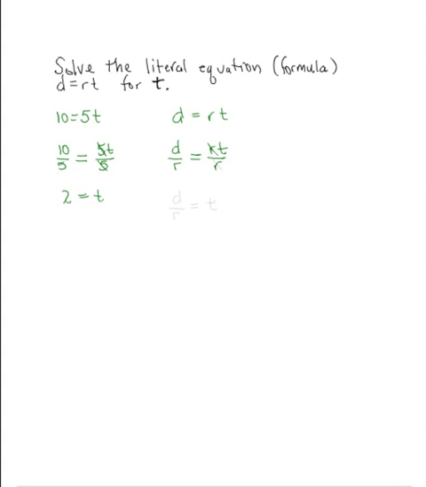Once again, the r's cancel. Note that neither r is being added or subtracted, therefore we can cancel it. And that leaves us with d over r equals t. We have solved this literal equation, the formula d equals rt, for the variable t, and we have that t equals d over r. Let's try another example.